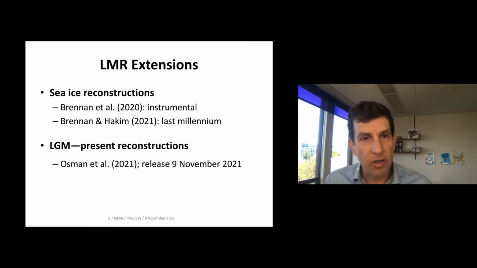She's a grad student finishing her PhD, and she's done this over the instrumental period using instrumental temperature observations and also over the last millennium using proxies. And then I'll touch on an extension of the LMR to the last glacial. That's Matt Osman's work and collaborators, which will be released in Nature tomorrow.